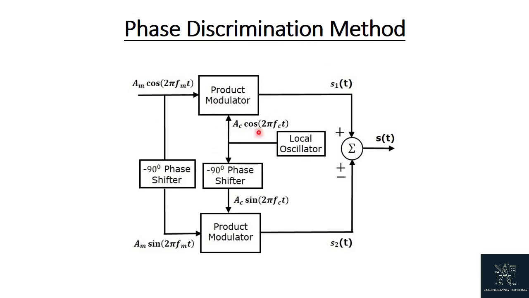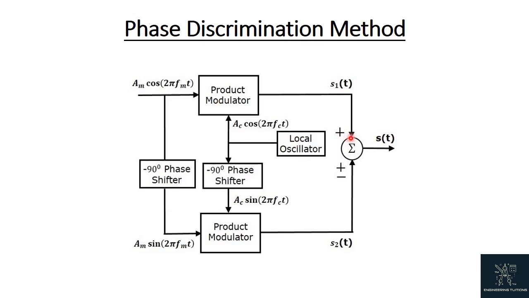The following figure shows a block diagram of SSB-SC modulator using phase discrimination method. This block diagram consists of two product modulators, two -90° phase shifters, one local oscillator and one summer block. The product modulator produces an output which is the product of its two inputs. The -90° phase shifter produces an output which has a phase lag of -90° with respect to the input. The local oscillator is used to generate the carrier signal.